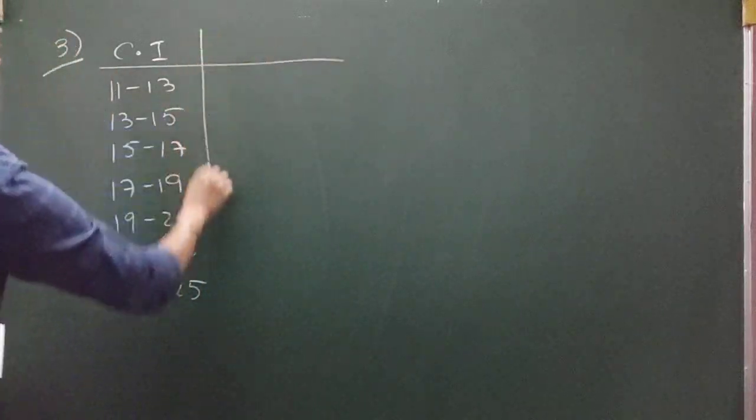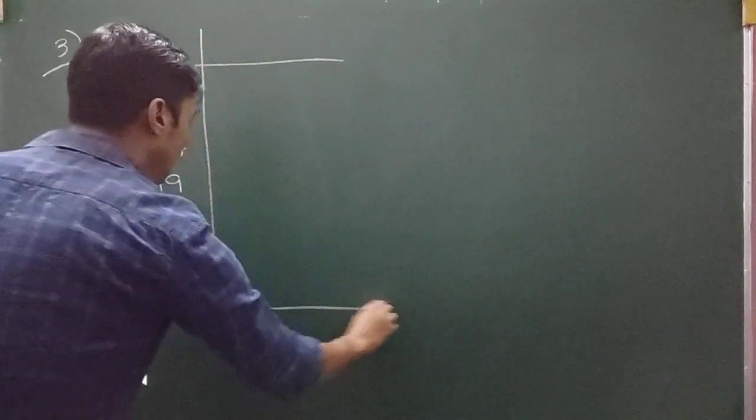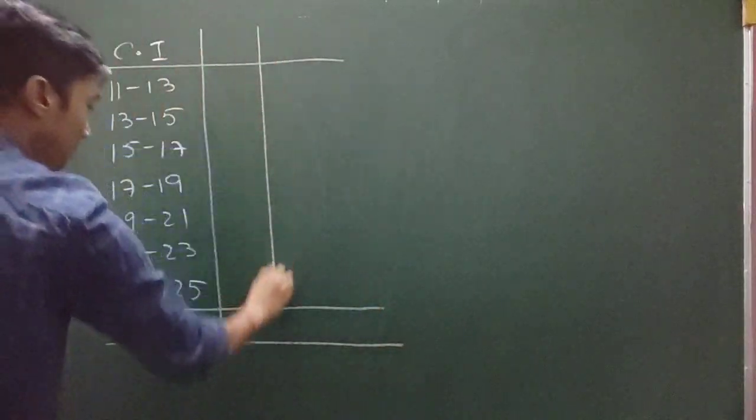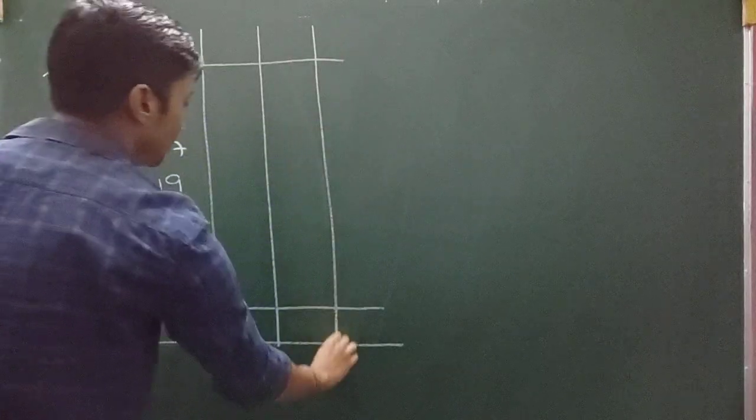So I'll use the direct method only. Of course, I'm not supposed to calculate the mean here. The mean is already given, but I'm expected to calculate something. What is that something? We'll get to know very soon.